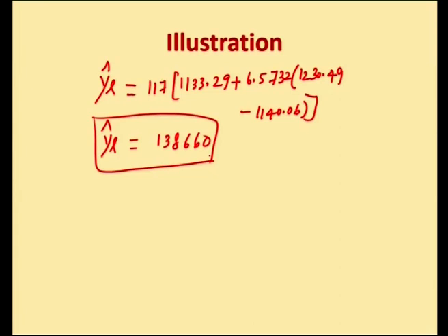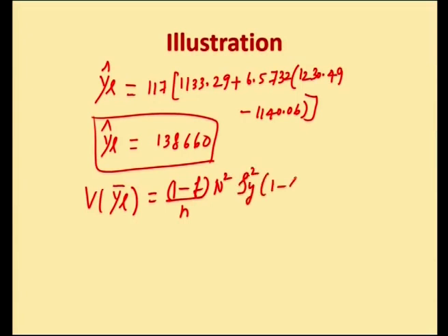This is the linear regression estimator for the population total, and the estimate of the variance is given by variance of YL bar is equal to, we know the formula, 1 minus f by n squared into Sy squared into 1 minus r squared, and this is found out to be 94398.63 under the regression estimator.